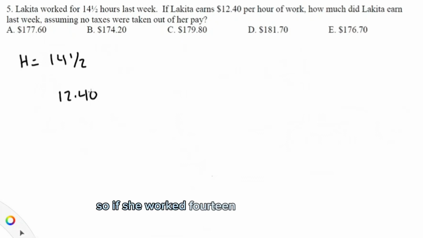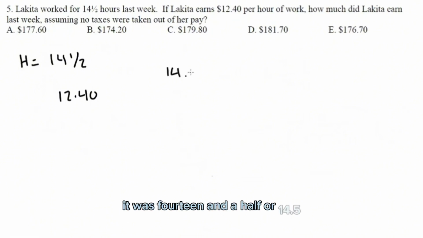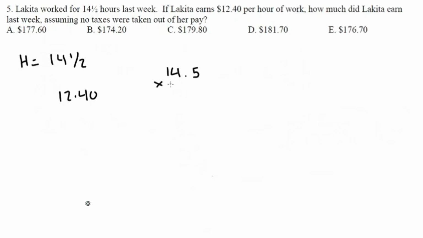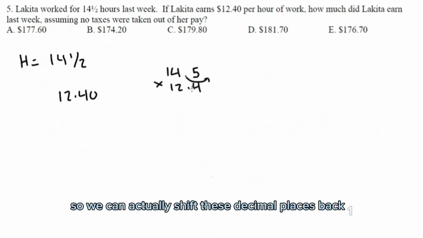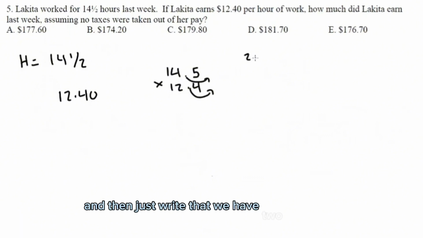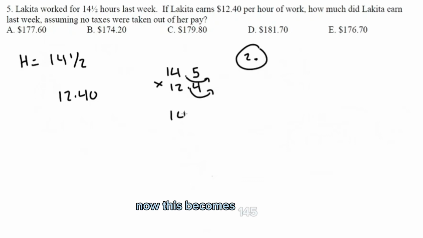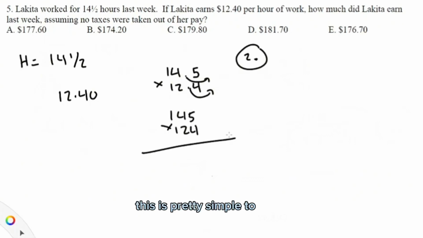So if she worked 14.5 hours and she's earning $12.40 per hour, the total amount of pay was 14.5 times 12.40. Alright, this is just simple multiplication. So we can actually shift these decimal places back one and then just write that we have two decimal places. Okay? Now this becomes 145 times 124. This is pretty simple to solve.